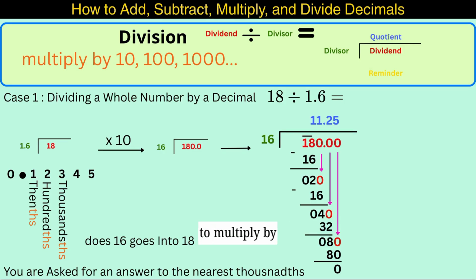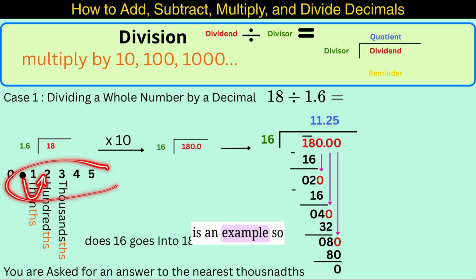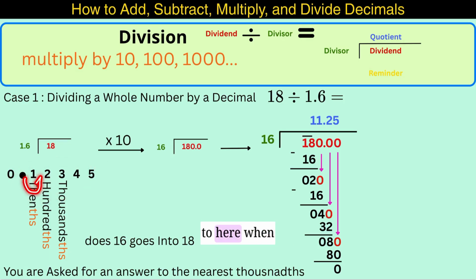Also, you need to know how to multiply by 10, 100, and 1000. All you have to do, when you multiply by 10, is move the decimal point one place. Okay? Because we are counting how many zeros. So here you have 1 zero. I'm going to move this to here. This is an example.